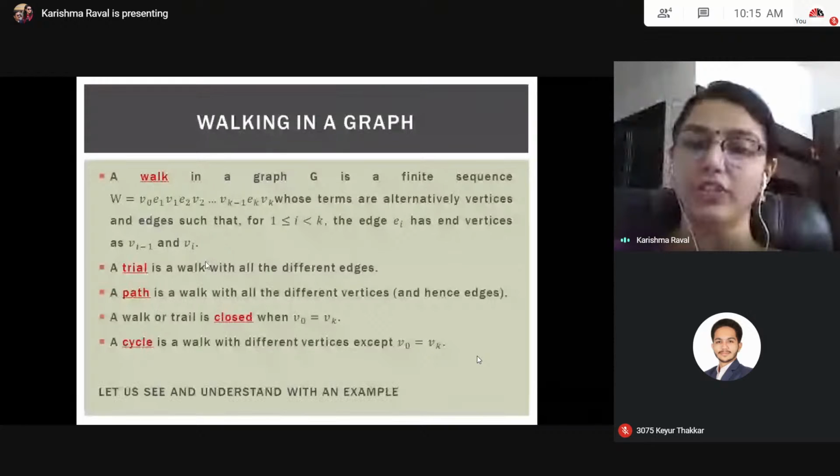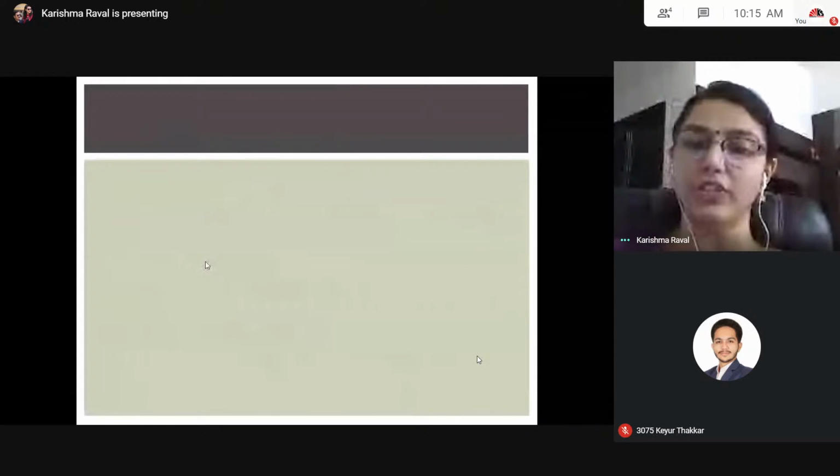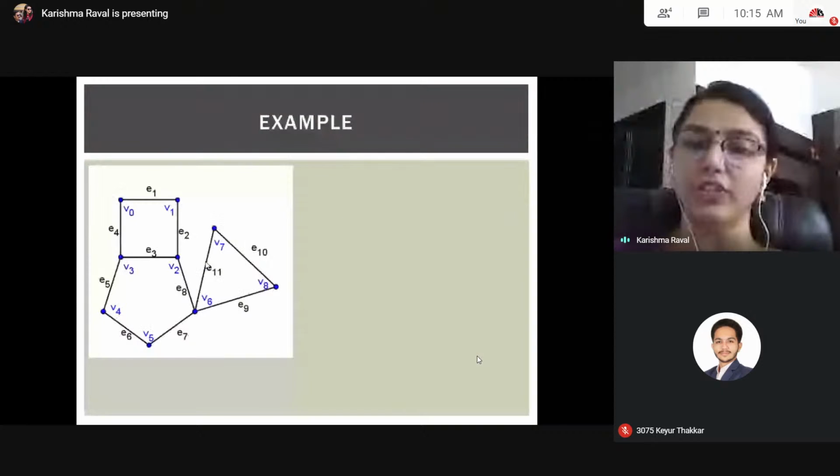Let us understand all these definitions with an example. I have taken one graph and there is a question: can you find a walk? Now we can change this question, and there can be many questions like this. Like, can we find a walk from V0 to V8? Or can I find a walk from V1 to V5? Or can I find a walk of length 5? Or can I find a walk such that it covers all the vertices other than V7?